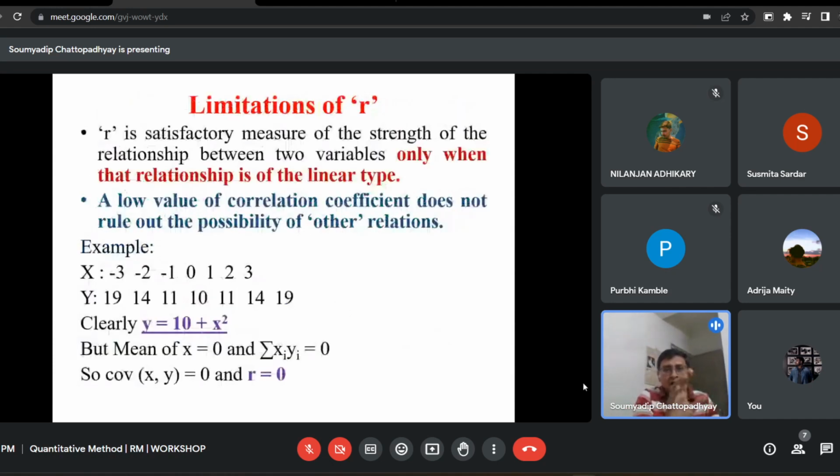Okay, however, in spite of all these nice values of the correlation coefficient, there are some serious limitations of R, and that is why we need to learn the regression technique. The limitation of R is that R is a satisfactory measure of the strength of the relationship between two variables, but that holds only when the relationship is of linear type. Because when our correlation coefficient value is low, it does not rule out the possibility of other relations.